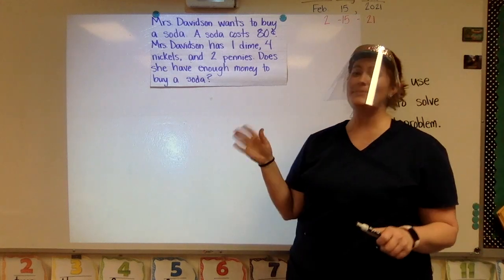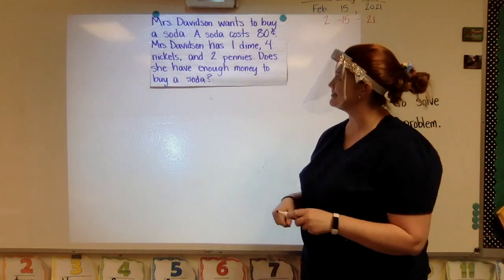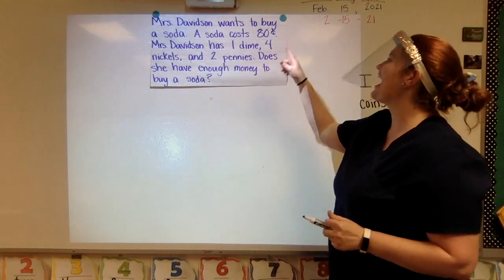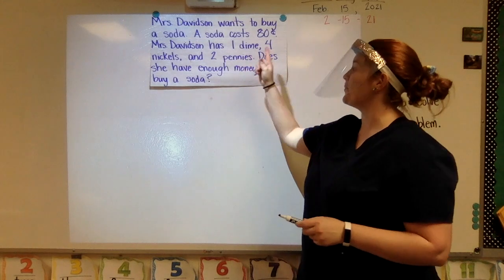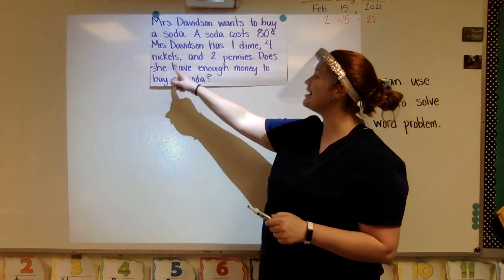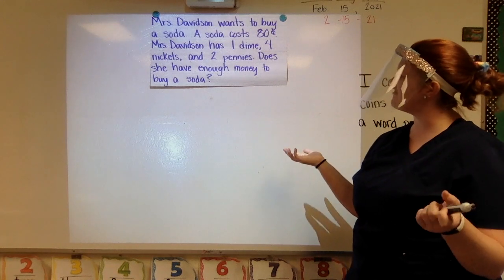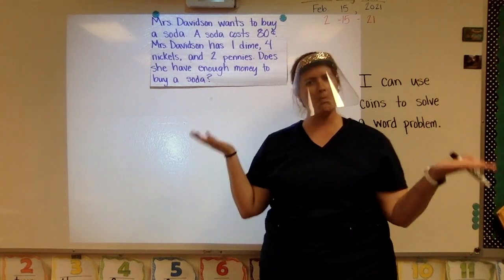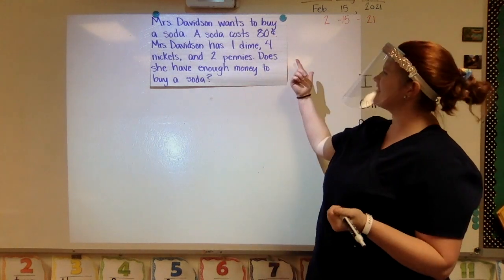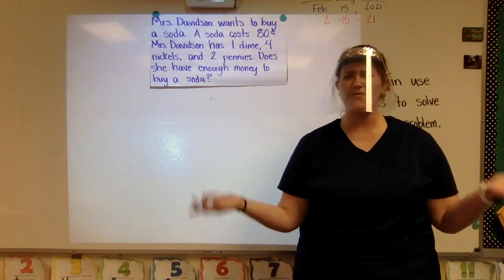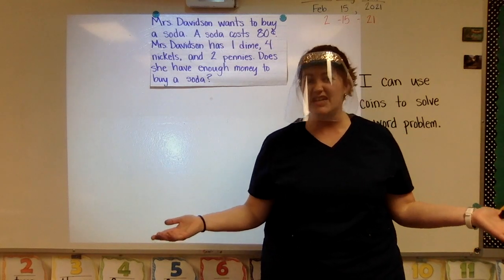This one says, Miss Davidson wants to buy a soda. I bet she does. A soda costs 80 cents. Miss Davidson has 1 dime, 4 nickels, and 2 pennies. Does she have enough money to buy a soda? Well, this problem is going to have a couple steps. It tells me a soda costs 80 cents. But before I know if she has enough, I need to figure out how much money she even has.